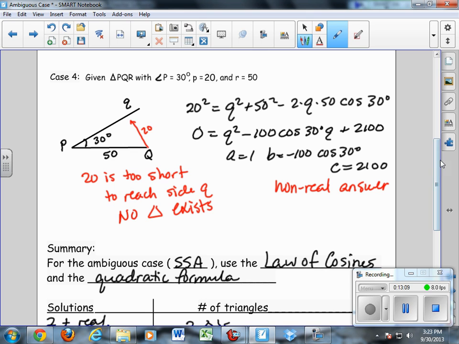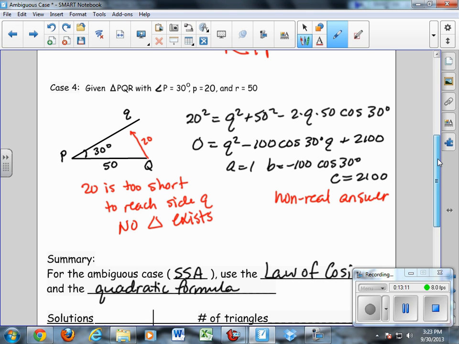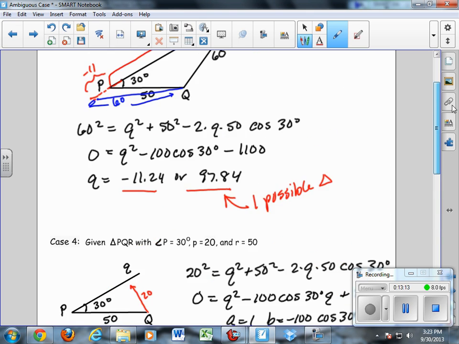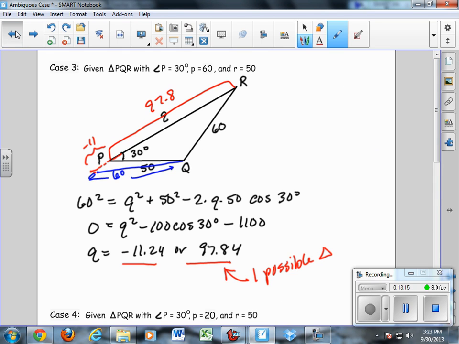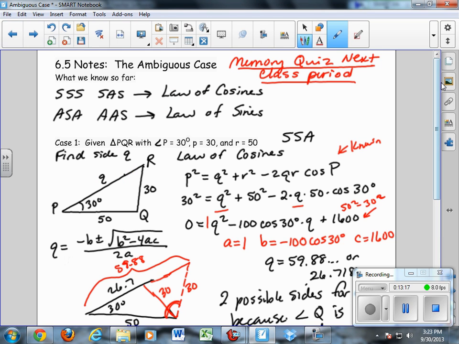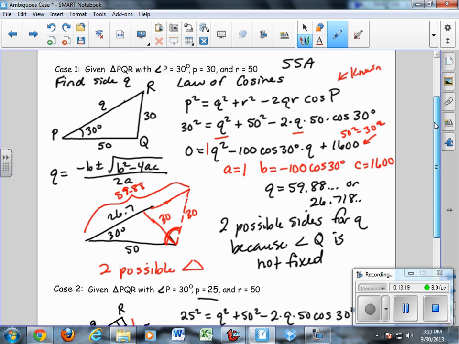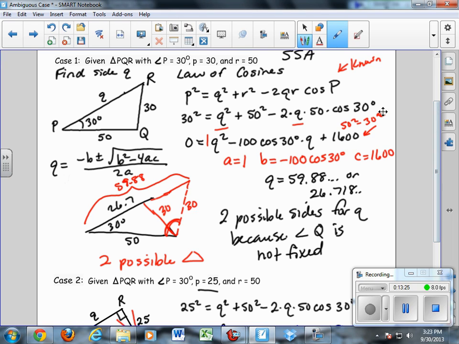So that is law of cosines with the quadratic formula. Sorry, that's the ambiguous case with law of cosines and the quadratic formula. You can, as I said, do this with law of sines as well. So check the other video out for how to find missing sides and angles with the law of sines.